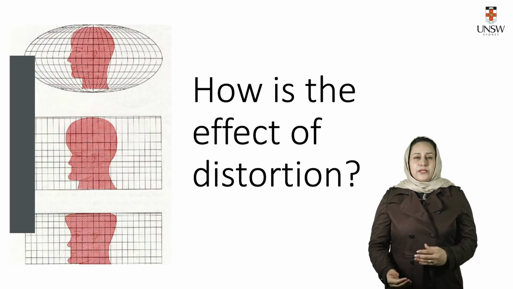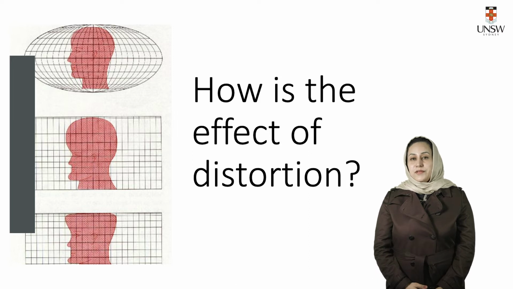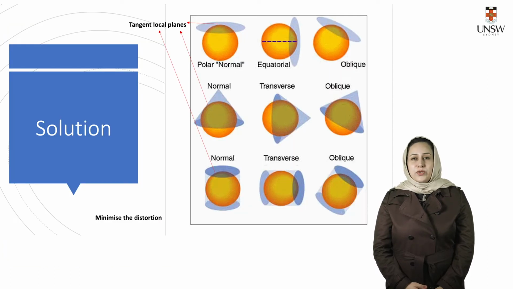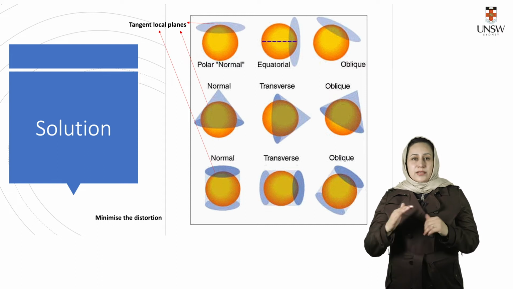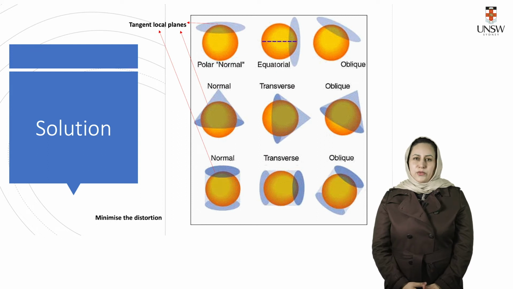So, what is the effect of this distortion? Please see the face of this gentleman on a globe and compare it with his projected face on different projection systems. This kind of distortion happens for real-world locations and their corresponding points on a map. What is the solution to avoid these kinds of distortion? The solution is to consider tangent local planes on the Earth for each country so that we minimize the distortion.